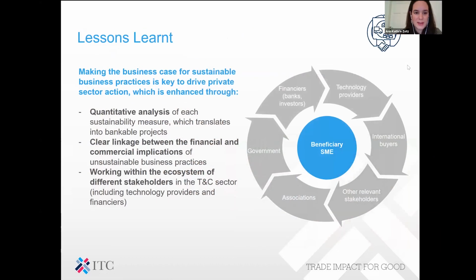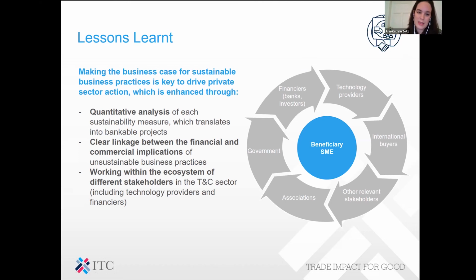Thank you very much, Delphine. Perhaps just to finalize this part of the presentation, we would like to point out a few lessons learned so far. Firstly, we really need to make the business case for sustainable business practices. We see this as a key driver for companies to implement the measures we are suggesting. And for this to happen, we see three different factors. One is the quantitative analysis of each of the sustainability measures being identified, which then translates into hopefully bankable projects, or to be discarded, so either or.